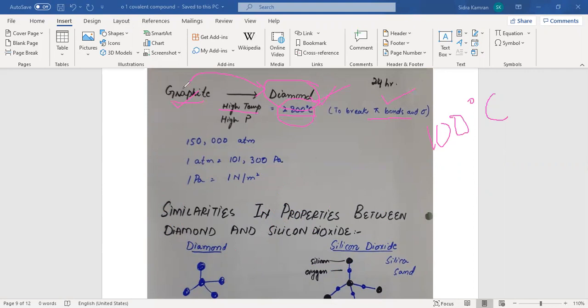If you want to convert this graphite into diamond, you need a temperature of 28,000 degrees Celsius and 150,000 atmospheric pressure. So you need a high temperature and a high pressure. Then you can easily convert that graphite into diamond. You have to keep that pressure and temperature for 24 hours. 1 atm is equal to 101,300 pascals. So you can imagine that an atm in pascals is a very high value.